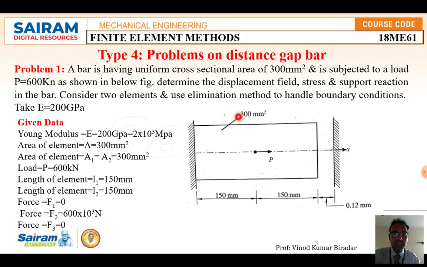Area of the element is equal to 300 mm square. The given length of the first element is 150 and the second element is 150. The distance of the gap from the fixed end is given as 0.12. Calculate the displacement using the elimination method.